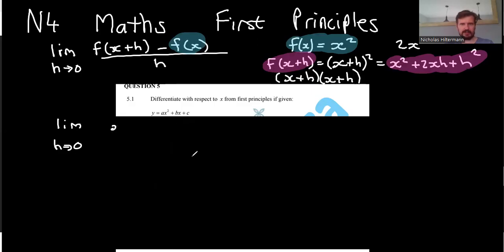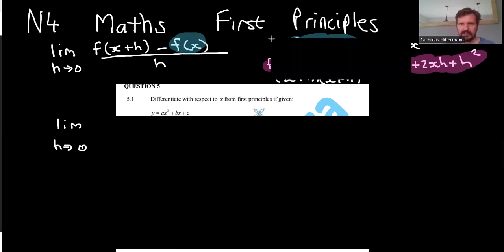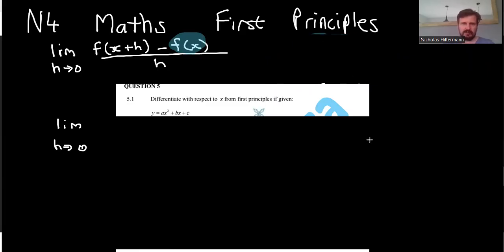So again, I'm going to take the limit as h tends to 0. I'm going to find my f of x, and I'm going to find my f of x plus h. Let's see if we can get the answer. Well, first of all, I want to actually tell you what the answer is.